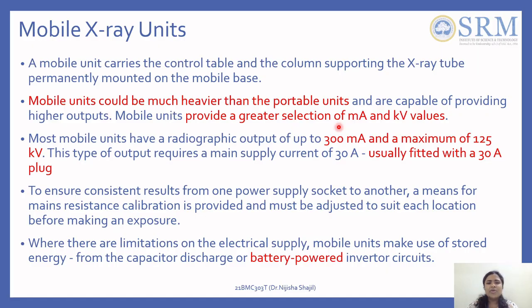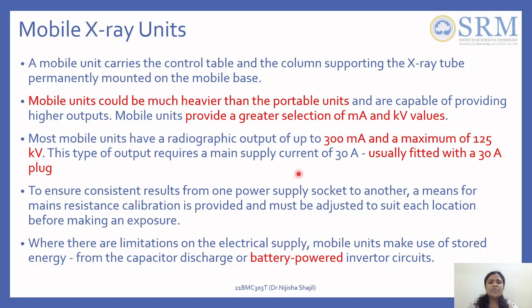The mobile units provide a greater selection of milliampere and kilovolt ranges. So that in case of portable, you are going to dismantle and take it. Here it is a bulkier version, but it can move. If you see here, the current is a little bit higher, 300 milliampere, and the amount of voltage that you need to supply is 125 kilovolt.